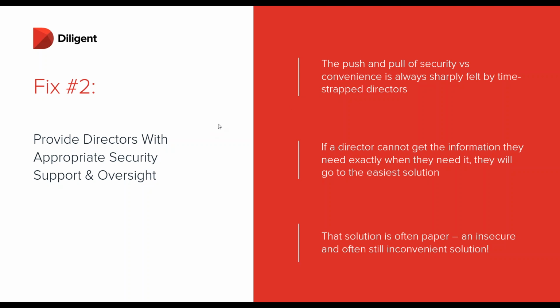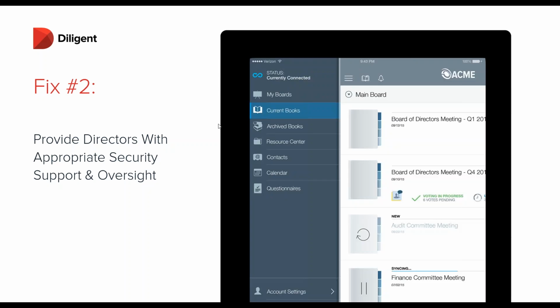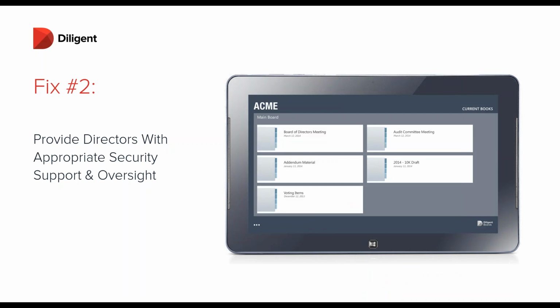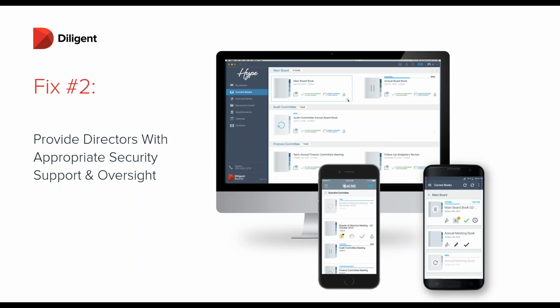So in our minds, having an intuitive, well-designed product is part of security. To that end, we've built native versions of Diligent Boards on all major product platforms that all function in broadly the same way. Here we're looking at the iPad version of the app, but we also have a Windows 10 tablet and laptop version of the app, and we've even extended it to iPhone, Android tablets and phones, and the Mac app.